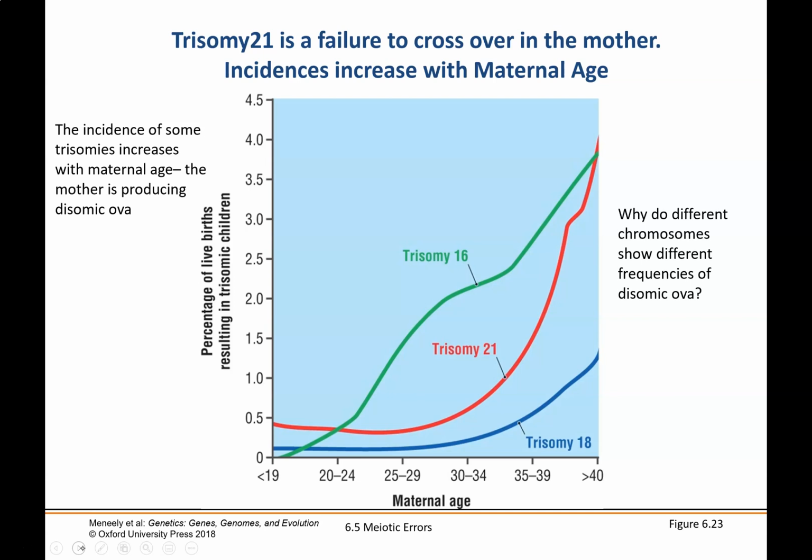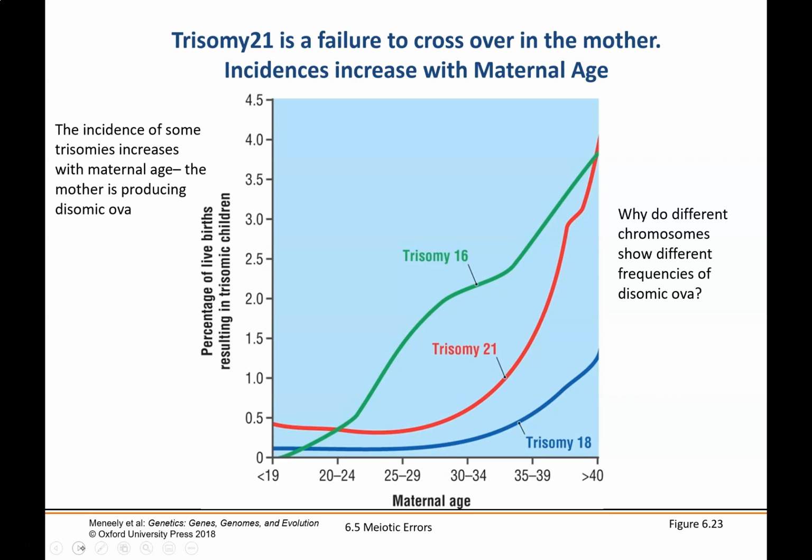So trisomy 21 is almost always a failure to cross over in the mother's egg production. And incidence of trisomy 21 increases with maternal age. The incidence of other trisomies, 16 and 18, which are the other most common trisomies, also increases with maternal age, but not in exactly the same pattern. They don't really know why trisomy 21 increases with maternal age.